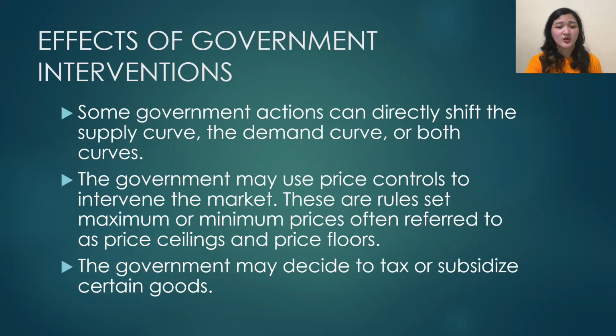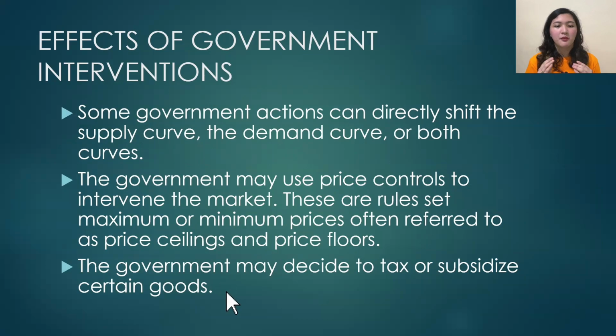Second, governments can use price controls to intervene in the market. These are rules that set maximum or minimum prices, often referred to as price ceilings and price floors. Price controls prevent the market from reaching its natural equilibrium and often create situations where the quantity demanded doesn't match the quantity supplied. Finally, the government may decide to tax or subsidize certain goods.